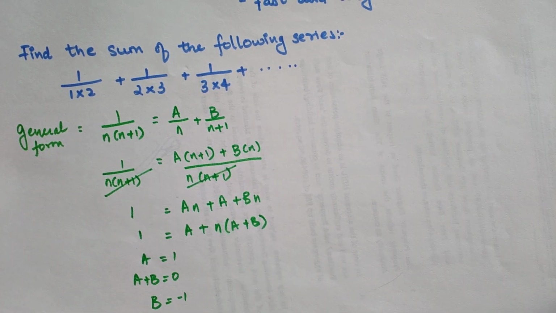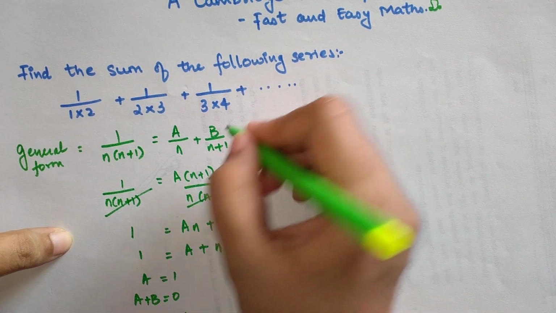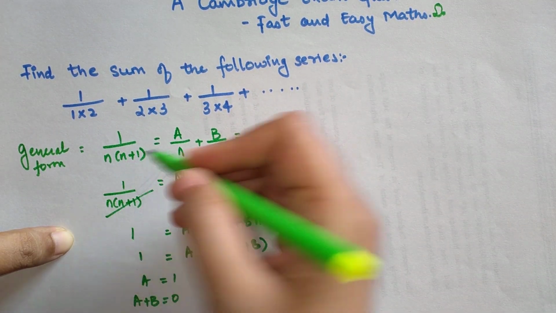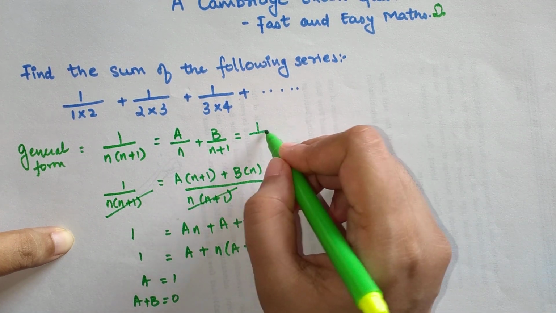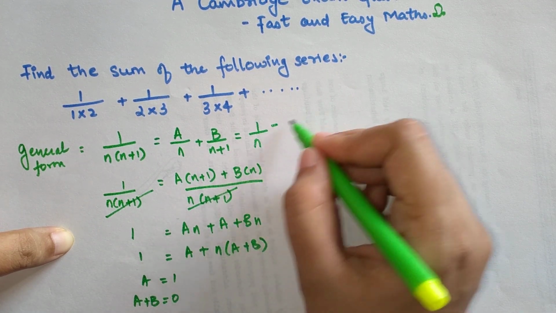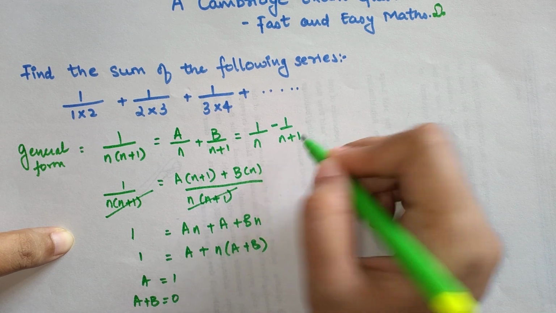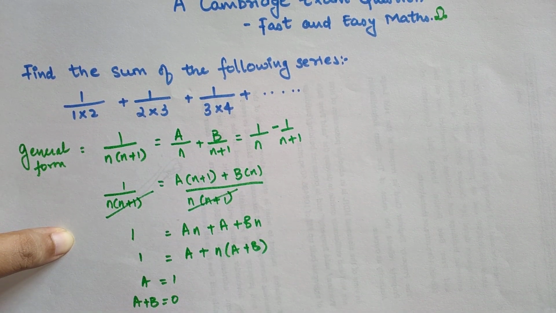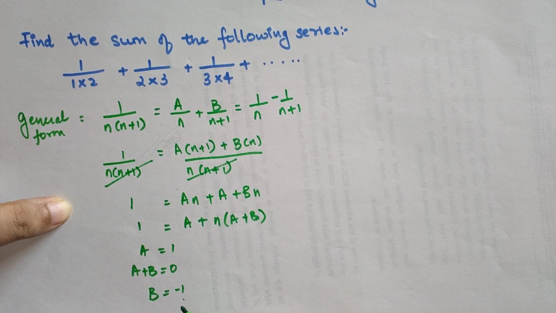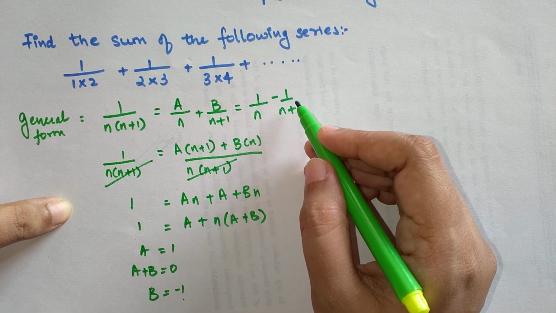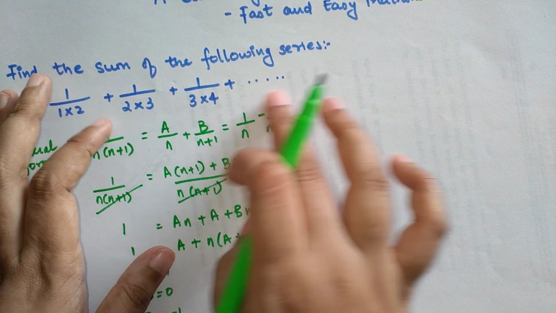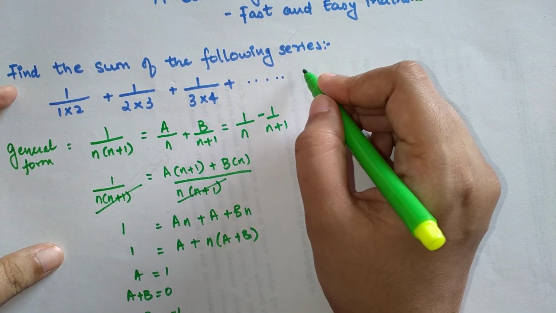Okay. So now, if I put these values over here, it actually becomes 1 upon n into n plus 1. That form can directly be written as 1 upon n minus 1 upon n plus 1. Why minus? Because plus b is actually becoming minus 1. Okay, so I just associated that over here.